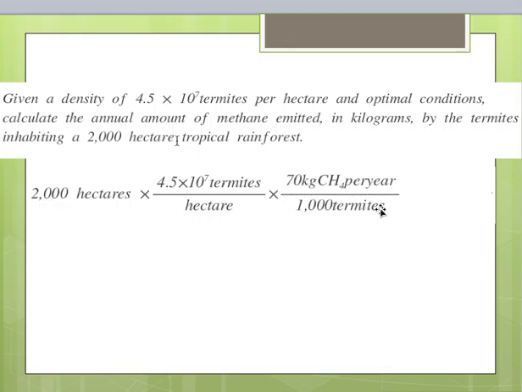And so I know how to use that conversion factor because I want my termites to cancel out. My hectares are also canceling out. And so I'm going to end up in kilograms of methane per year, which is exactly what the question asked for. So there's my answer, 630 times 10 to the 7 kilograms of methane per year. And that's all I had to do.